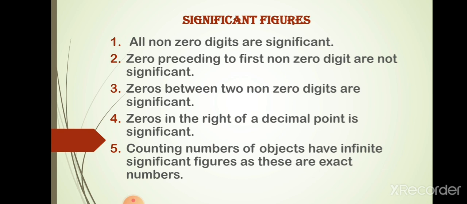The fifth rule is counting numbers of objects. For example, 2 balls or 20 eggs have infinite significant figures, as they can be written as 20.0000, etc.